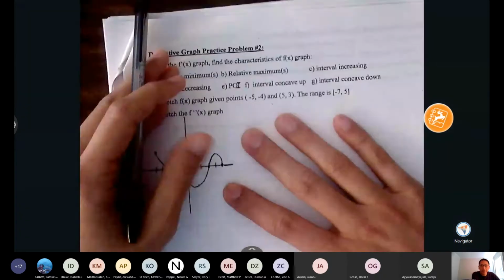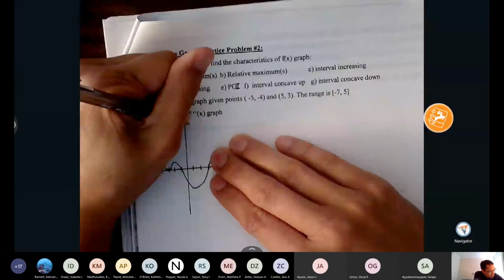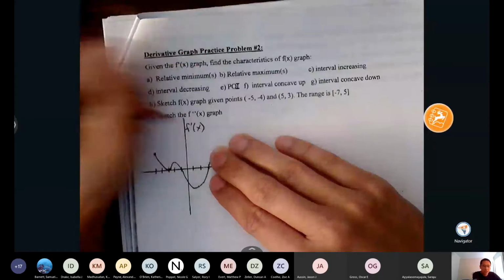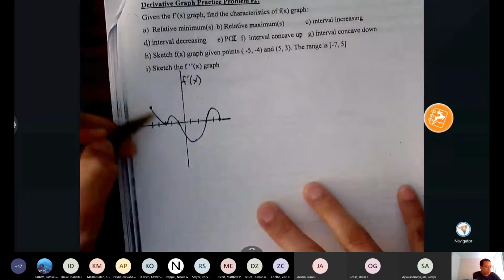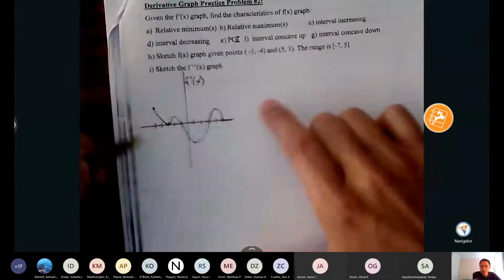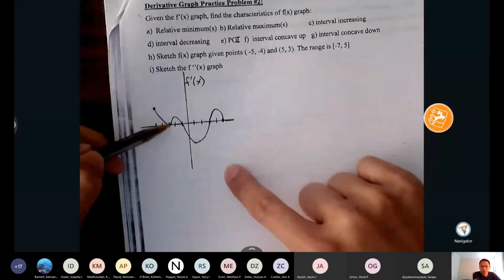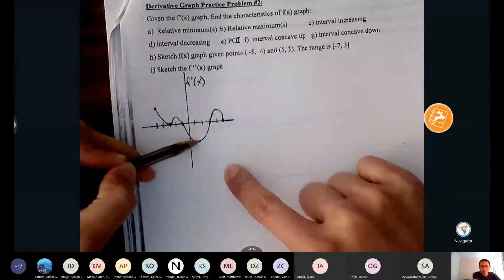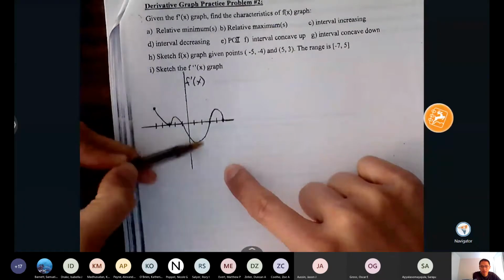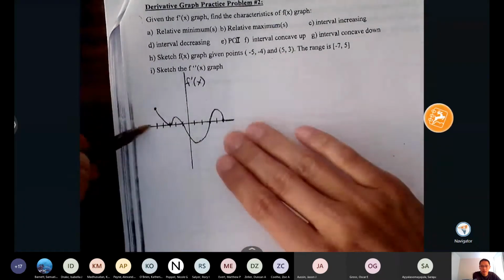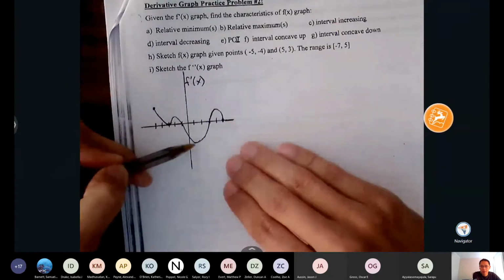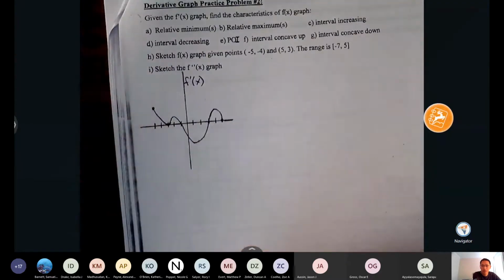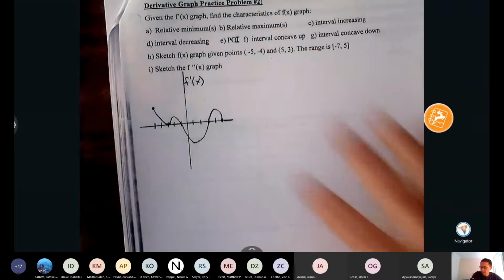Okay, so the first thing to realize is that we're looking at the f-prime graph, which is not the same thing as the f of x graph, which means that these points are not describing the location. So we can't say this is minimum, maximum, relative min, relative max, decrease, increase. This is not the original function. This graph is describing the slope values, not the location values of the original function. So we have to know how to interpret it.